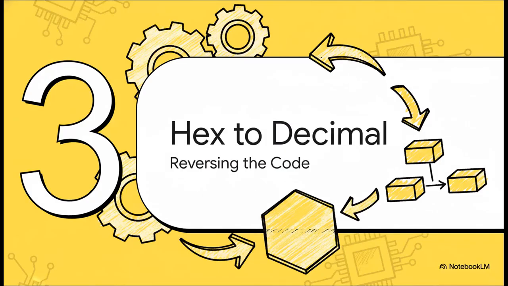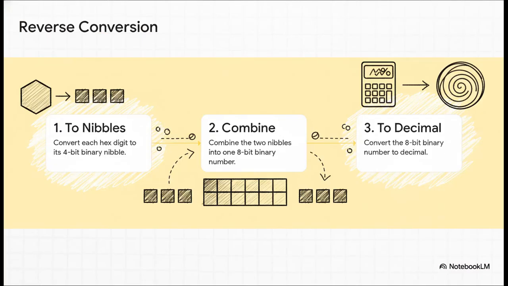Awesome. So that makes sense going one way. But what about going backwards? Let's see how we can take a hex value and translate it back into a regular decimal number we can actually understand. And no big surprise here, it's pretty much the exact same process, just in reverse. We're going to take each hex character, turn it back into its 4-bit nibble, stick those 2 nibbles back together, and then convert that final 8-bit binary number back into a decimal number.